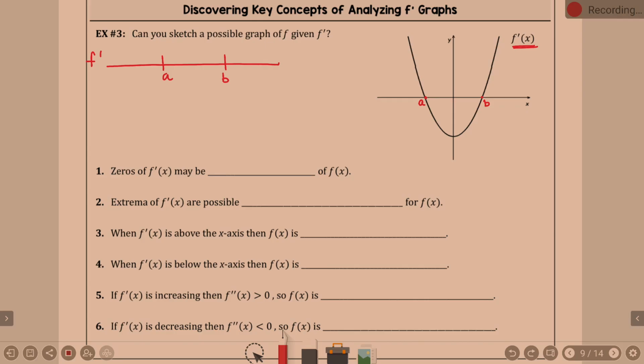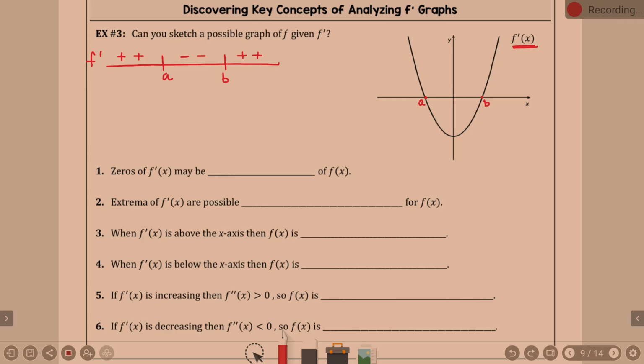What do you notice to the left of A? To the left of A, my first derivative is above the x-axis, which makes it positive. So I need you to acknowledge that left of A, my derivative is positive. Between A and B, my derivative is negative. And to the right of B, my derivative is positive.